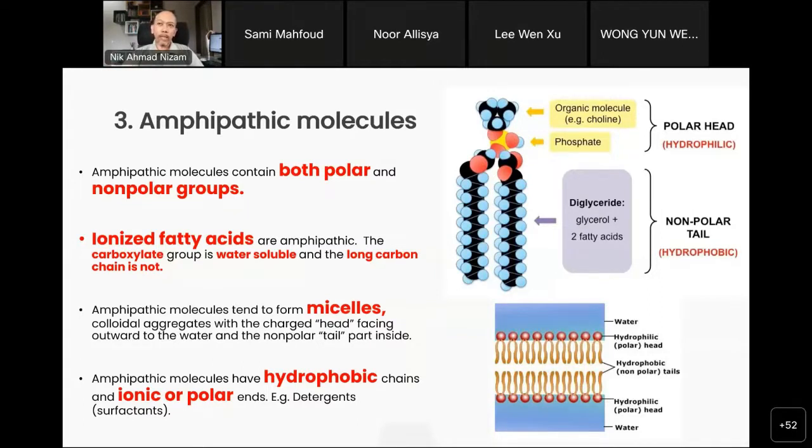But if you add surfactant, the surfactant will mix at the layer of the water and oil, and then it will mix water and oil together. So it makes the surface between the water and oil active. That's why we call it surfactant, surface active agent: an agent that can activate the surface between the water and the oil.